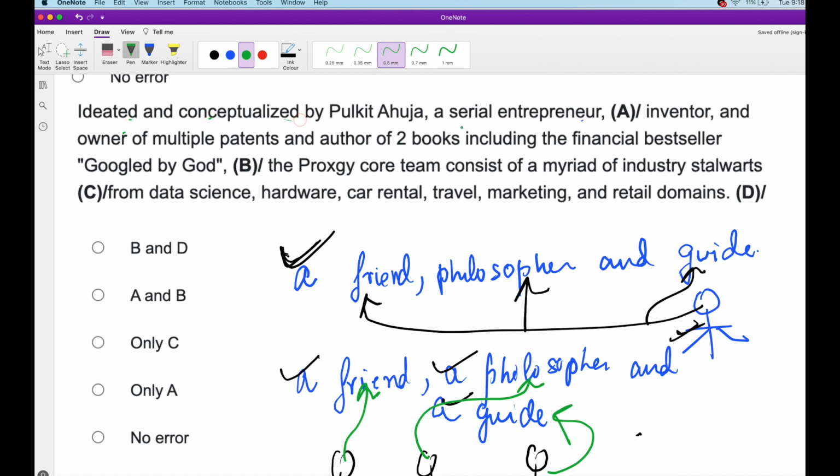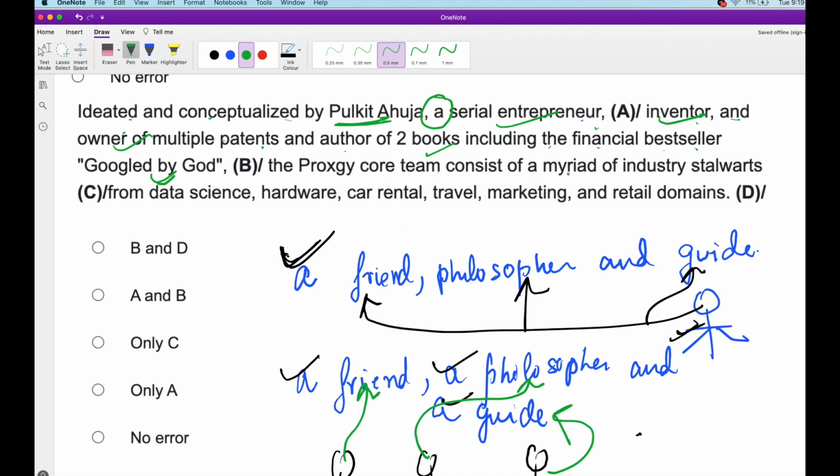Ideated and conceptualized by Pulkit Ahuja, a serial entrepreneur, inventor and owner. So Pulkit Ahuja, here we are talking about one particular person, and that particular person is a serial entrepreneur, inventor, owner of multiple patents and author of 2 books. Okay, that's why article has been used only once. 2 books including the financial bestseller Googled by God. So this financial bestseller has also been written by Pulkit Ahuja.